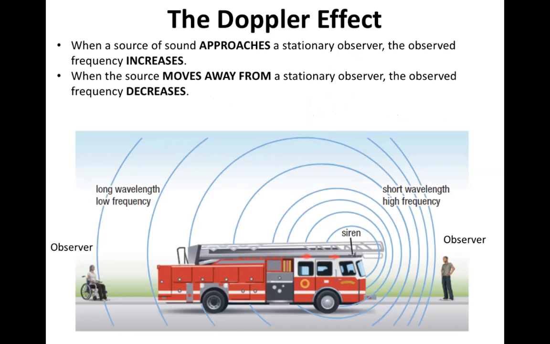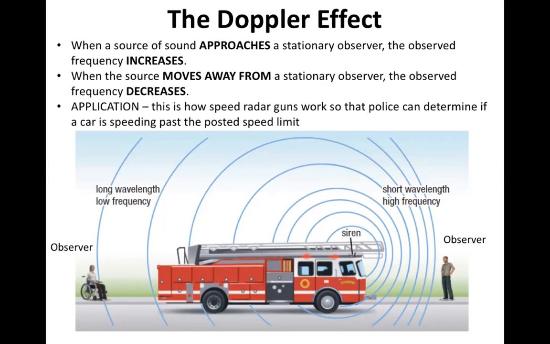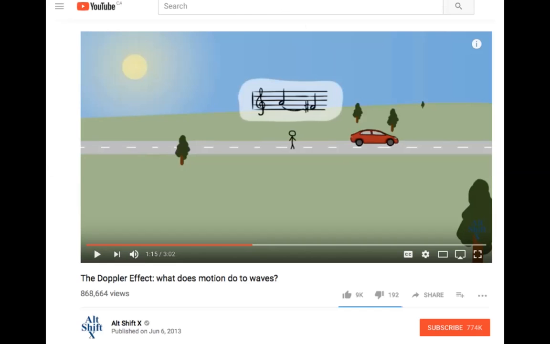And an application of this, actually there's a short video for us to observe this. When a source of a wave approaches a stationary observer, the observed frequency increases, because remember, crest-to-crest distance, which is wavelength, is related to frequency or pitch through the universal wave equation. So the observer is going to perceive a higher pitch than the actual wave source. When the source is moving away, the frequency decreases. And this is how a speed radar device works, so that the police can determine if a car is speeding past the posted speed limit.